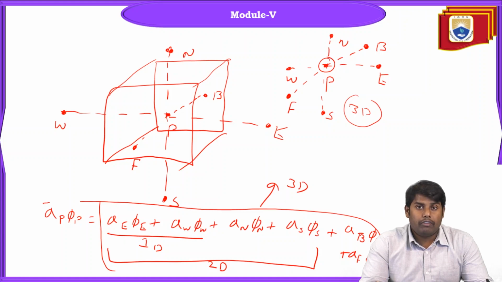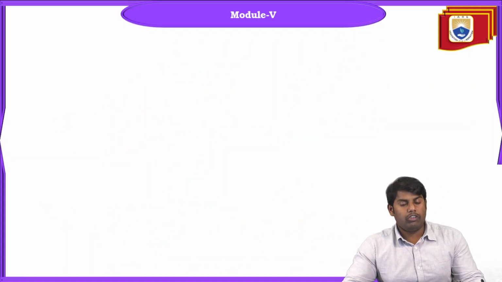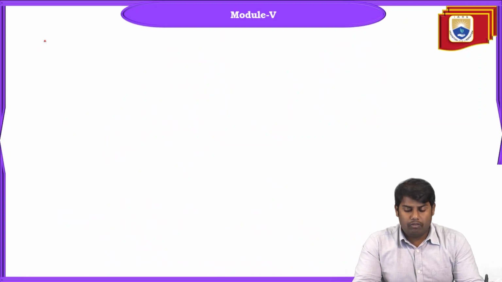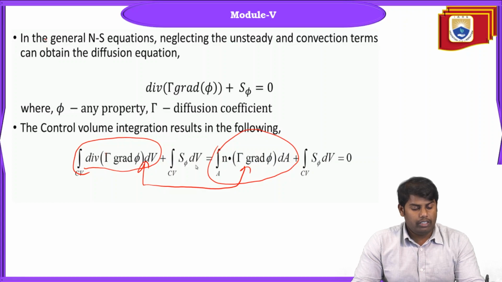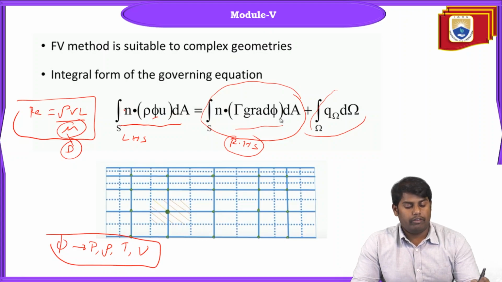So whatever the 1D, 2D, 3D we have seen, that is for only the diffusion. So when we see for convection, so what do we have for convection? So let's say we have the equation. So this is the convection equation we have: n dot rho phi dx. So this is what we have.